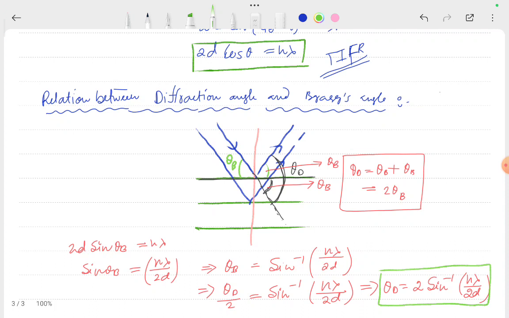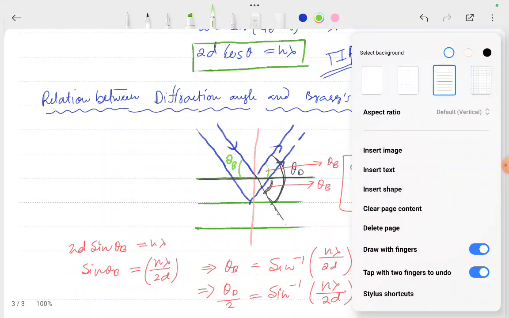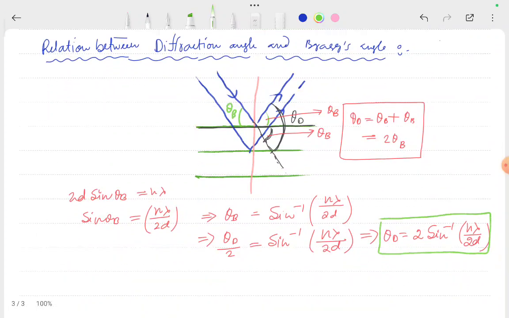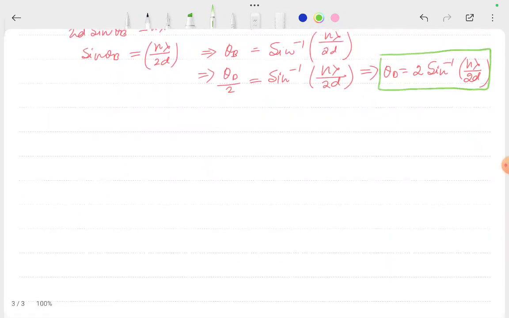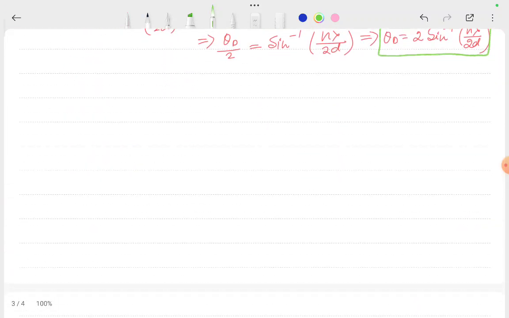Okay, that's fine. Now take some brief idea about this expression and try to know the importance of Bragg's law. What is the importance of Bragg's law?